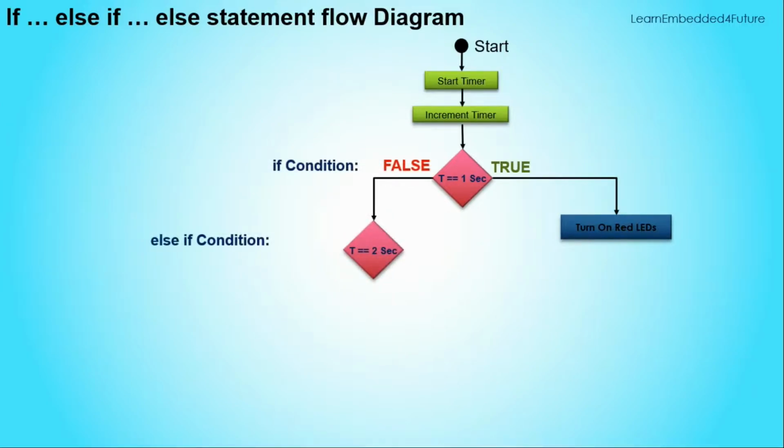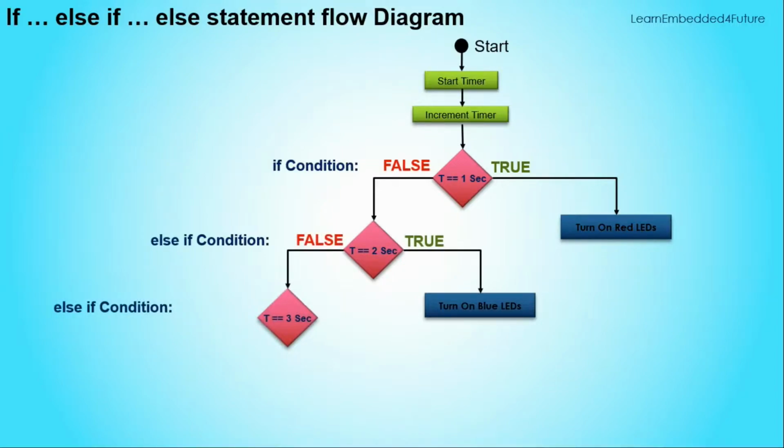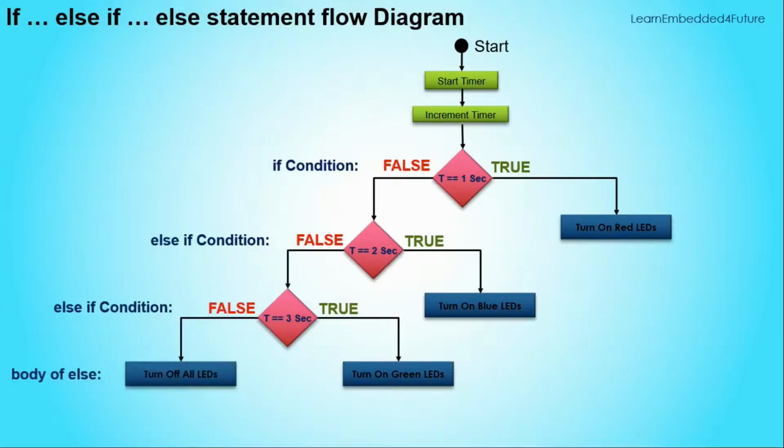If software timer is equal to 2 seconds, then the blue LED gets turned on. If the timer has any other value than 1 and 2 seconds, the software jumps over to next else if condition. Here it checks if timer is equal to 3 seconds, and if that is true, the green LED gets turned on. Only and only if timer is not equal to 1, 2 and 3 seconds, the software jumps to else case. If no condition is true, at that point software always jumps to else statement and executes its body.